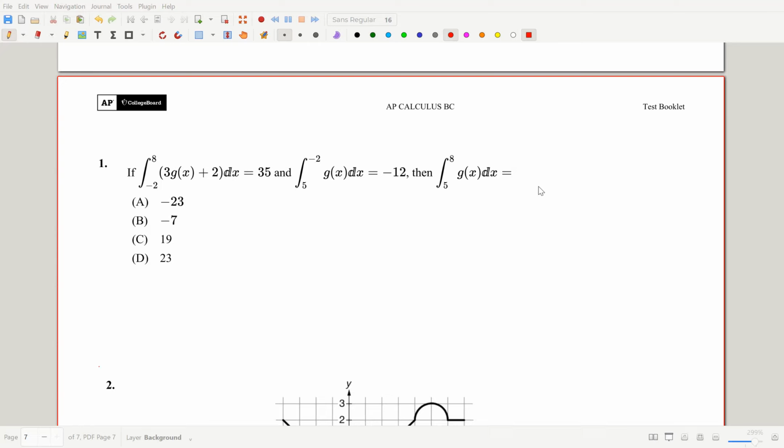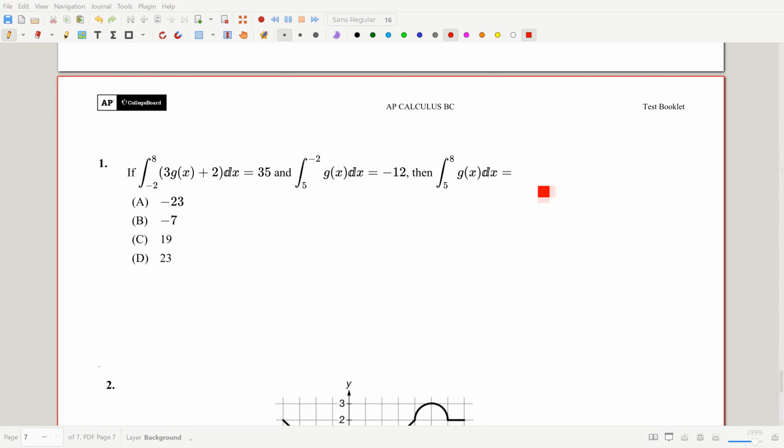Okay, so this is the first AP problem on E6. This is a tricky one. It kind of takes the process of our rules and makes them backwards. Because rather than us trying to find something complicated out using rules, we know something complicated, and then we've got to kind of work backwards to figure out what the integral from 5 to 8 of g of x dx is.